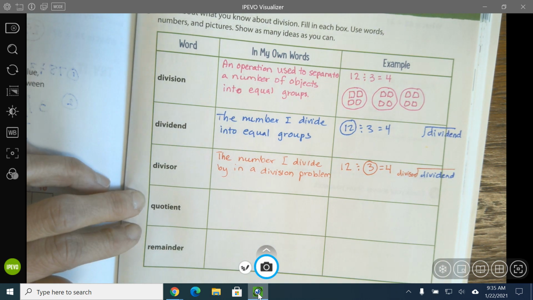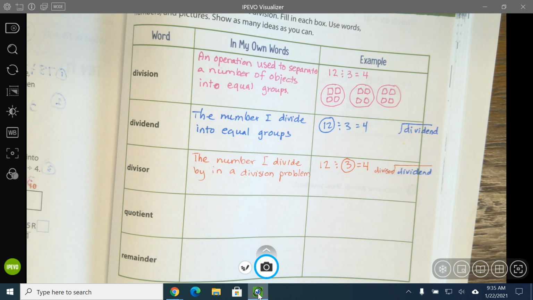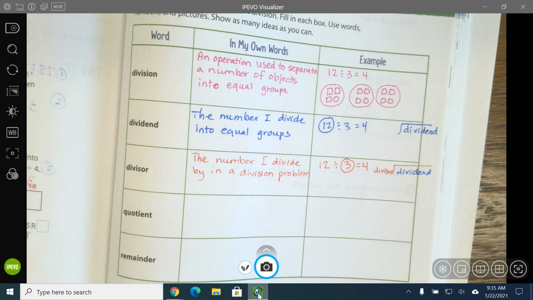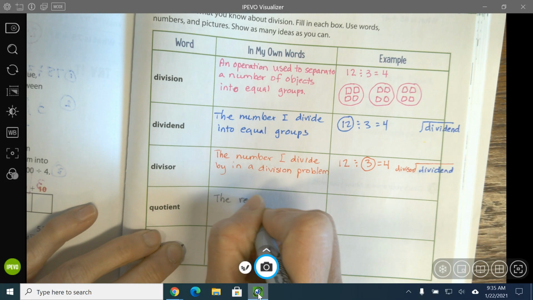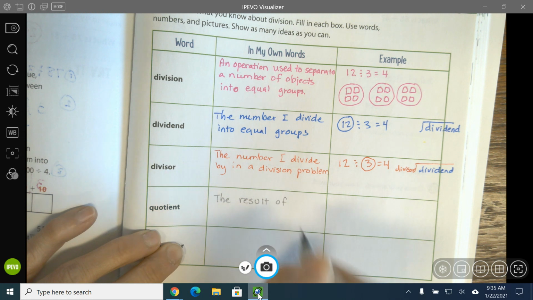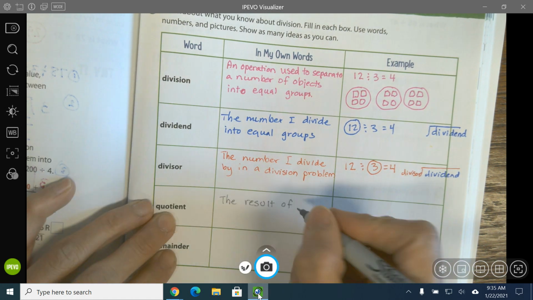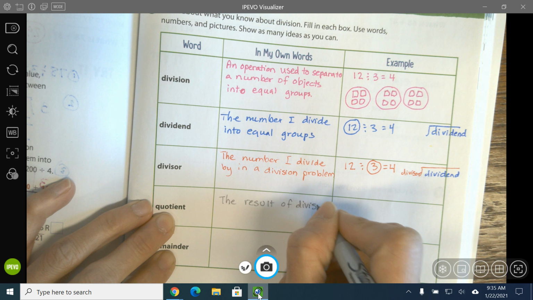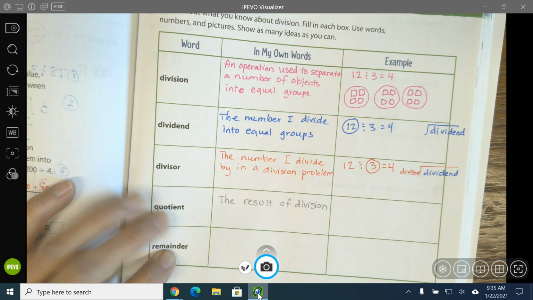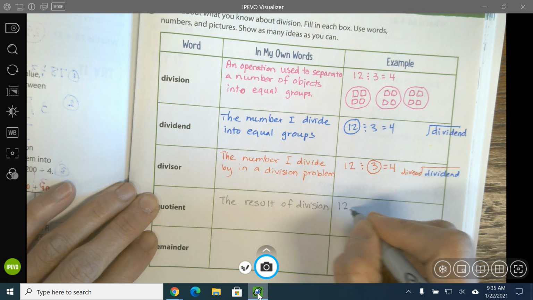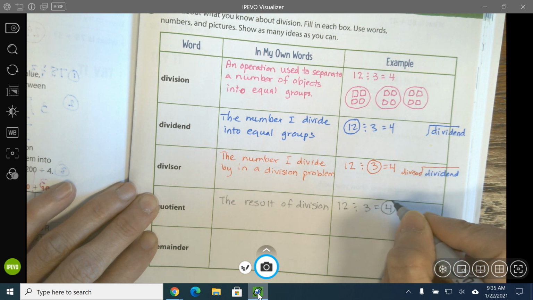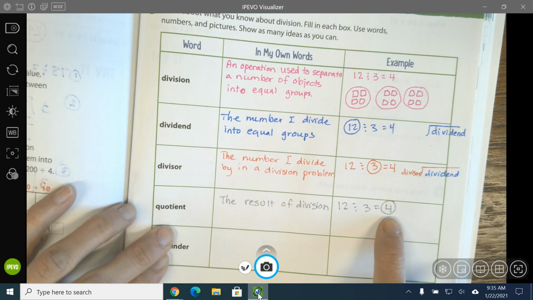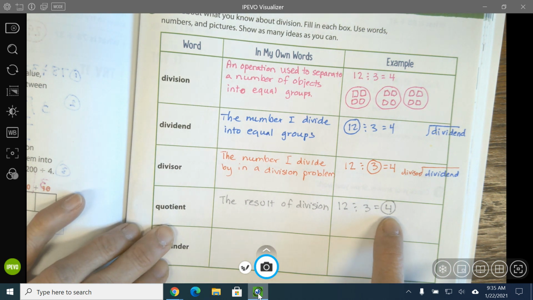Let's choose a different color. Maybe I'll use gray. The quotient. Ooh, the quotient is the result of division. Wow. Okay, so for this number, 12 divided by 3 equals 4. The 4 is your quotient. Or sometimes you say it's your answer, okay?